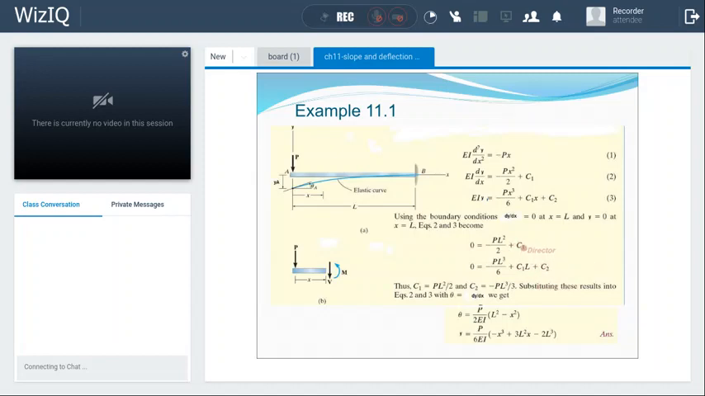So from here you can easily say that the value of C1 is PL square by 2, just from this relationship. So once you get the value of C1, you can substitute C1 here, right? So PL square by 2, we will substitute, and then we will be able to find the value of C2. So you can easily find the values of C1 and C2 after applying the conditions at the ends of the beam, and these conditions are regarding slope and deflection.